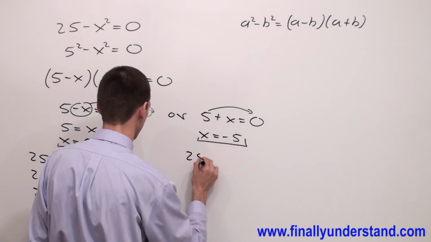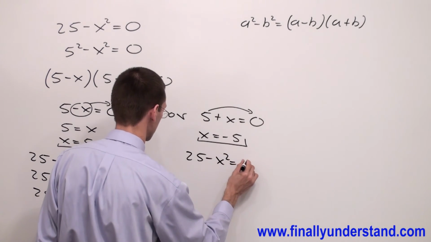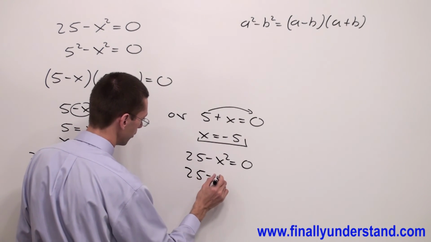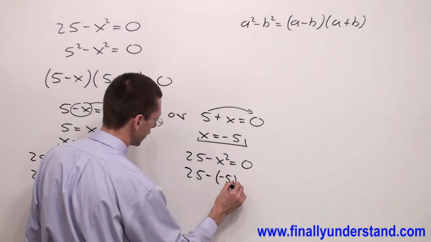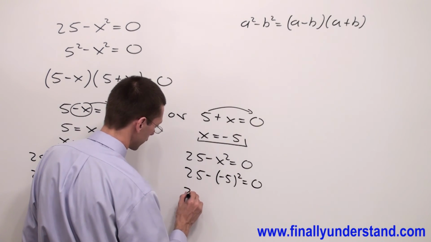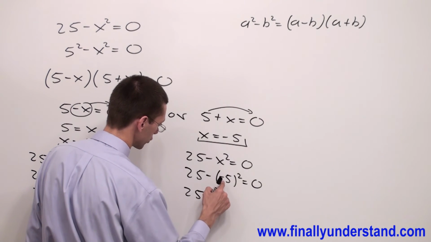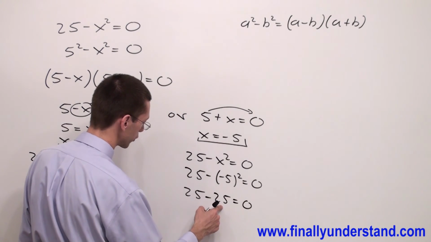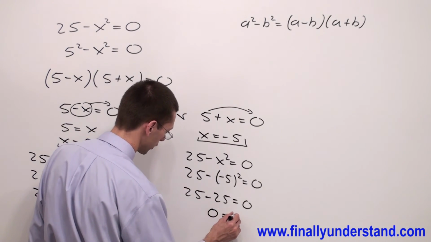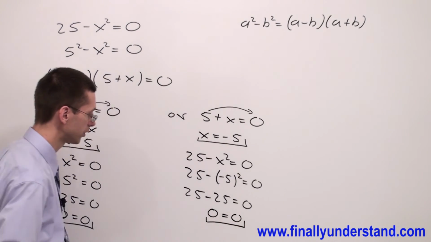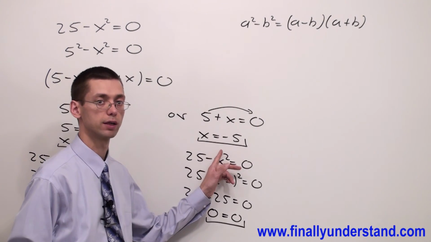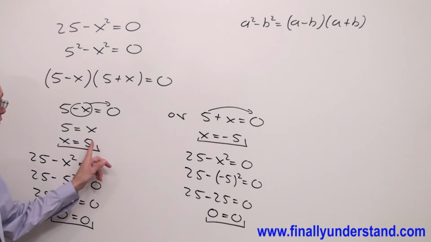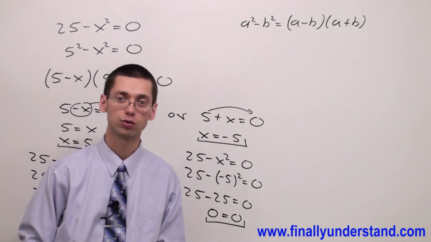We have 25 minus x squared is equal to 0. This is my original equation. And we have 25 minus negative 5 to the second power is equal to 0. Negative 5 to the second power is 25, so 25 minus 25 is equal to 0. 0 is equal to 0. Again, the left side is equal to the right side. This is also a correct answer. So I can say that these two values of x, 5 and negative 5, are correct solutions to my problem.